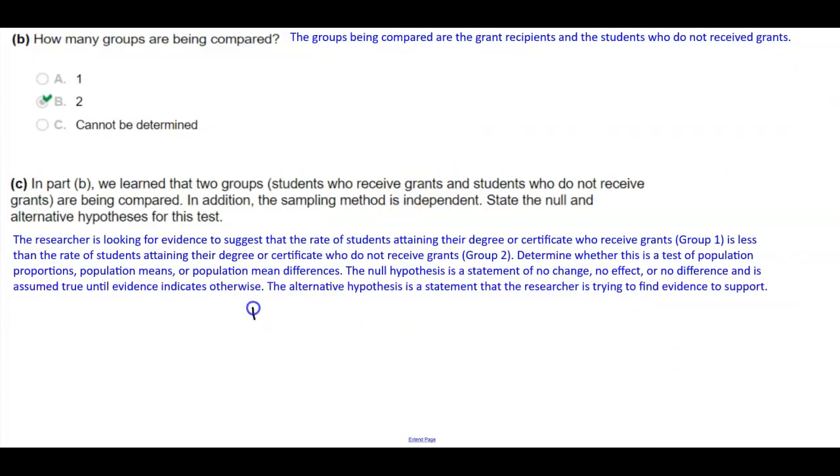So we would say that the null and the alternative is the following. Okay, we know that the null is always going to have the equality, so we're going to have proportion 1 equal to proportion 2. Okay, and then we want to know if proportion 1 compared to proportion 2. Well, proportion 1 is Group 1, proportion 2 is Group 2. And we want to know if proportion 1 is going to be less than proportion 2.